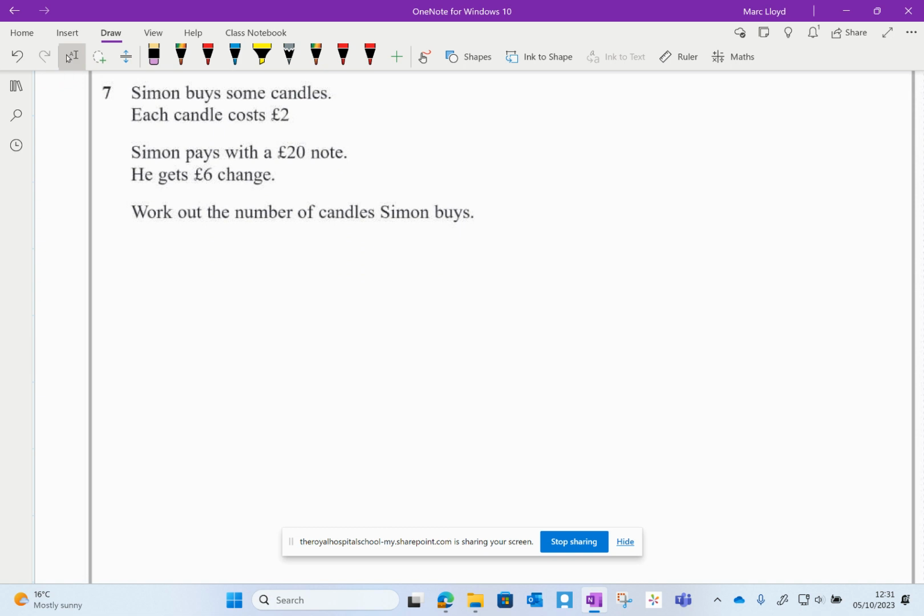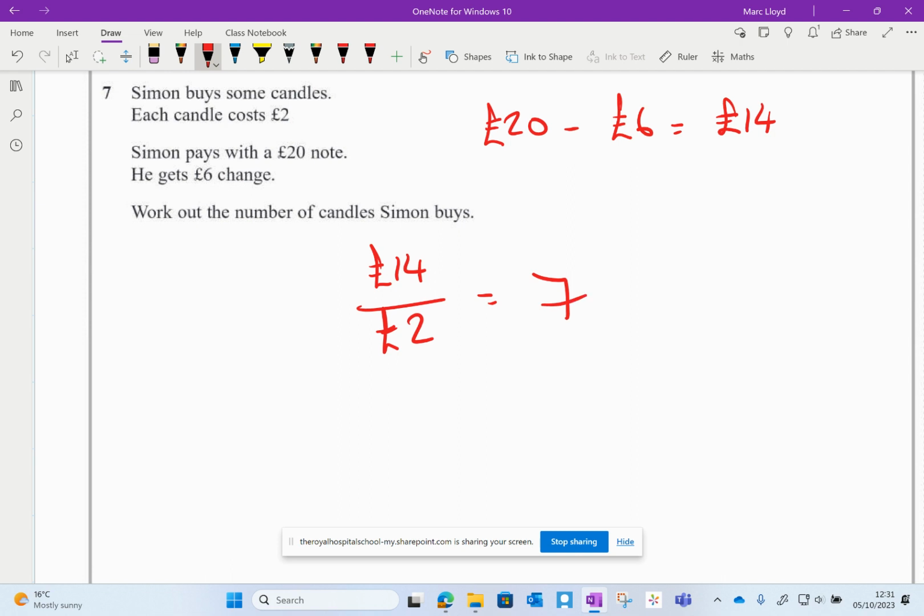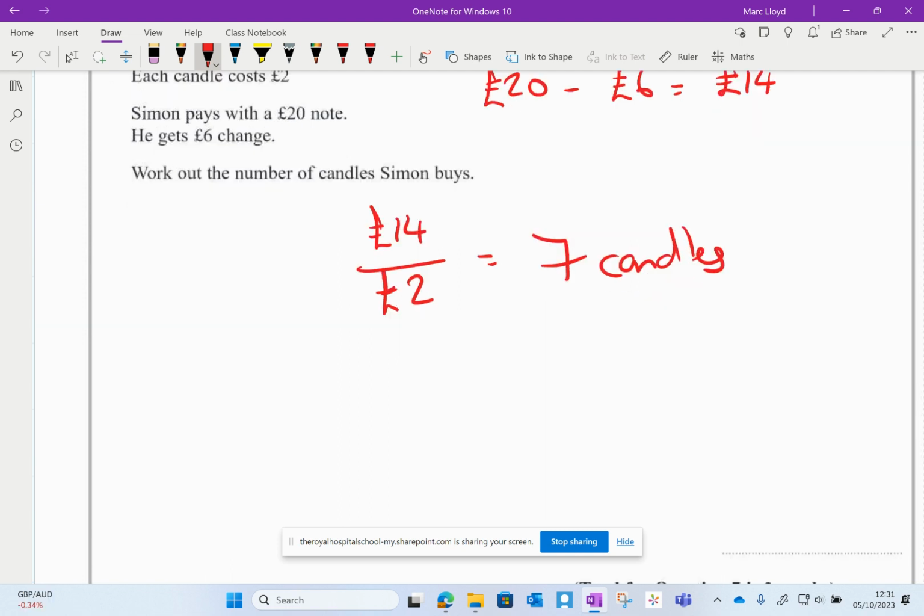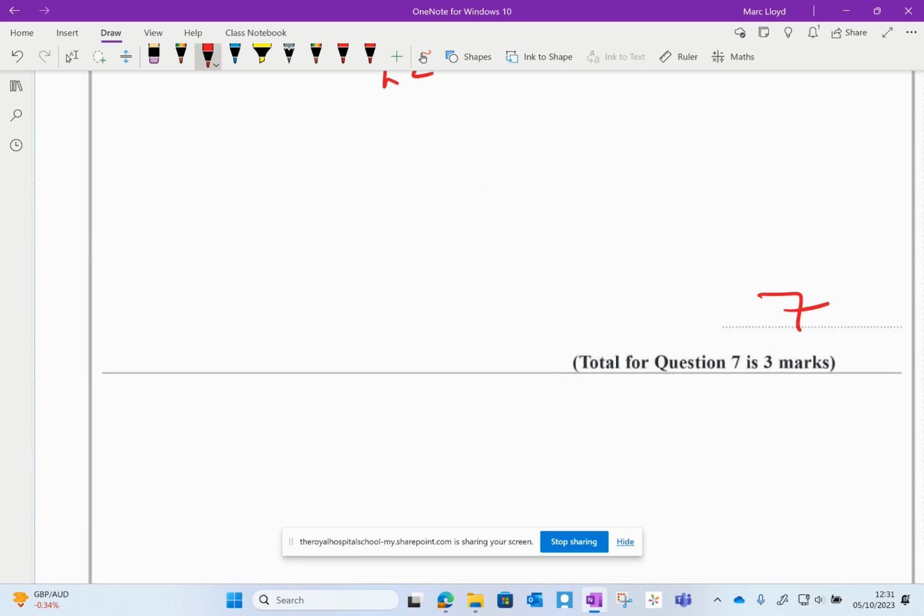Simon buys some candles. Each candle costs £2. Simon pays with a £20 note and he gets £6 worth of change. So 20 take away 6 gives us £14. So he spent £14 on this. Work out the number of candles that Simon buys. Well, there's £14 that he spent divided by £2, and that gives us 7 candles. Lovely. And then always put in your answer line your final answer. That is 7.